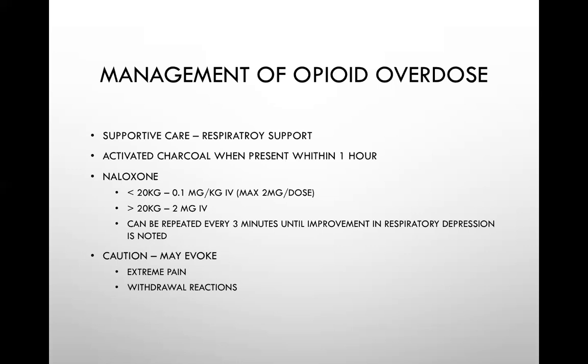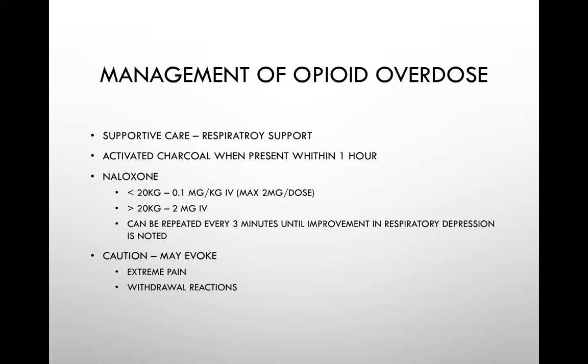But when they come in with respiratory depression, you want to start supporting their respiratory system and administer the antidote, naloxone, which can be repeated. The dose can be repeated every 3 minutes until improvement in respiratory depression is noted.